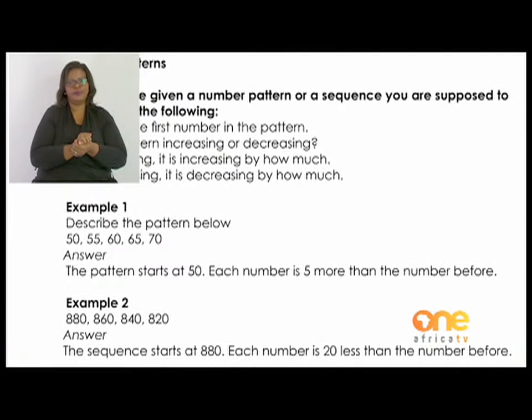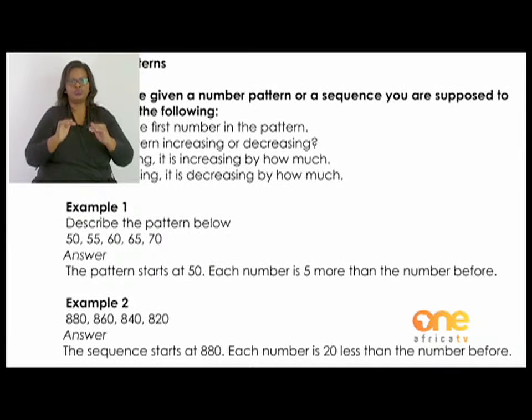If you are starting at 50 and going to 55, it means we are going up. So we are supposed to see we are going up by how many? So we are going to say 60 minus 55, we get 5. So it means each term is having 5 more than the previous one. That is why we end up having 50, 55, 60, 65, 70. Our pattern is going up.